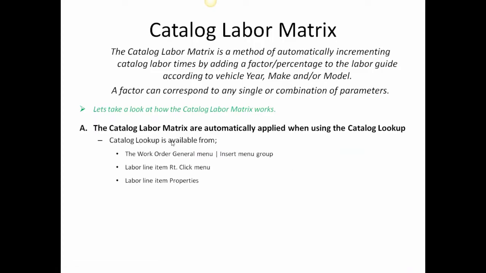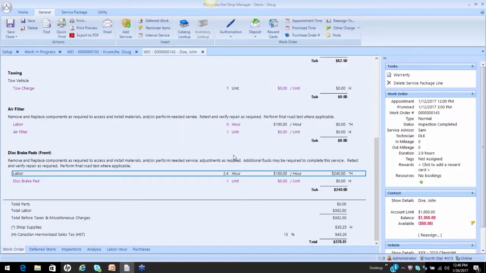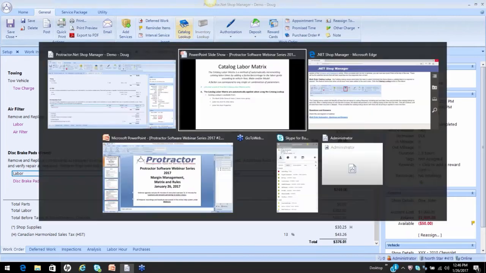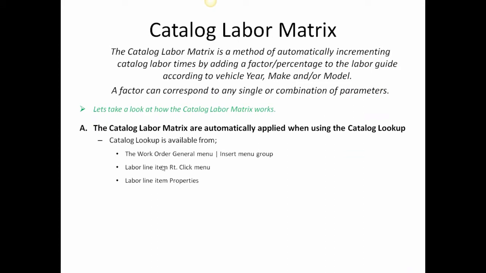So, catalog labor matrix are automatically applied when using the catalog lookup. Catalog lookup is available from the main ribbon on the work order, the insert group, let me just show it to you right here, which is the way we normally promote. Get all your jobs on, then run your catalog lookup, and it's going to walk you through parts and labor. It's like walking a set of stairs. We covered that in our last meeting. Hopefully people are taking advantage of that.